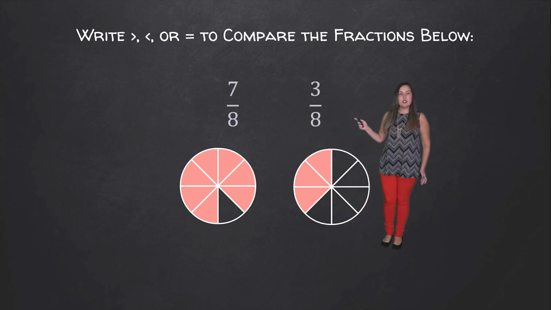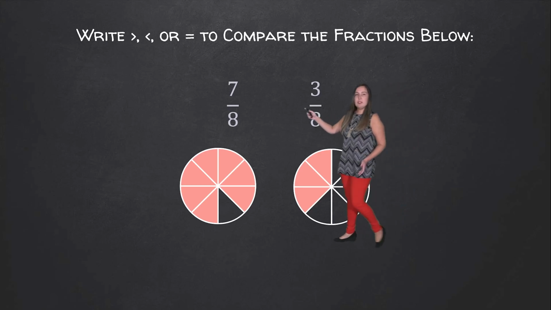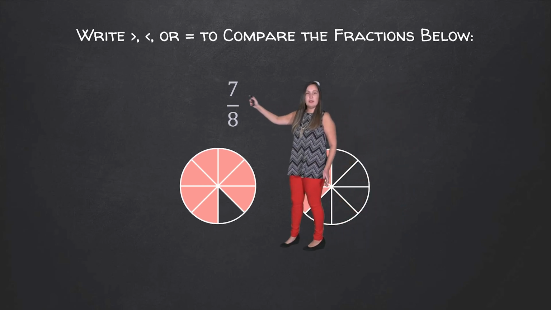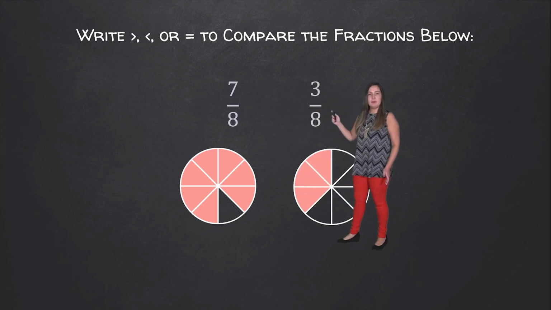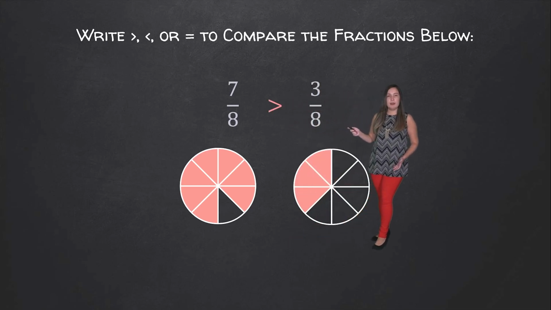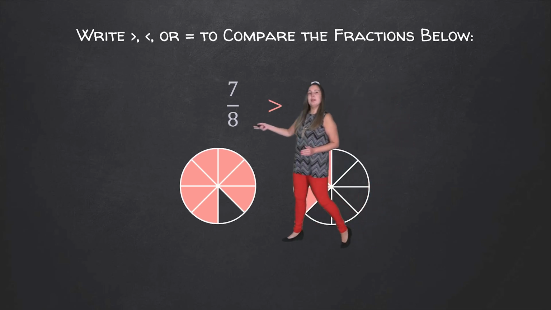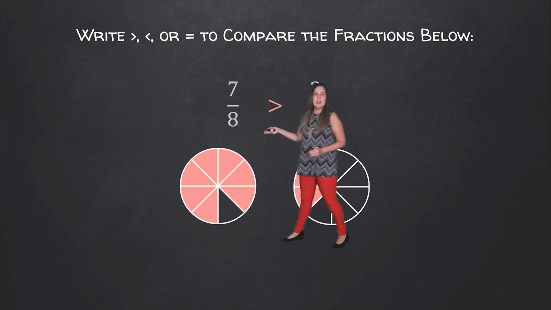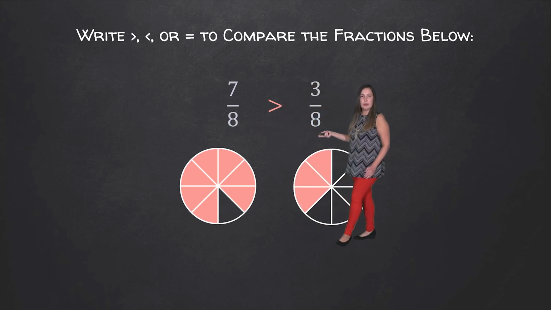Now these fractions are easier to compare because notice that their denominator is the same. So when we have two fractions where the denominator is the same, all we have to do is look at the numerators and compare 7 and 3. And 7 is greater than 3. Now this only works when the denominators are the same. So 7/8 is greater than 3/8.